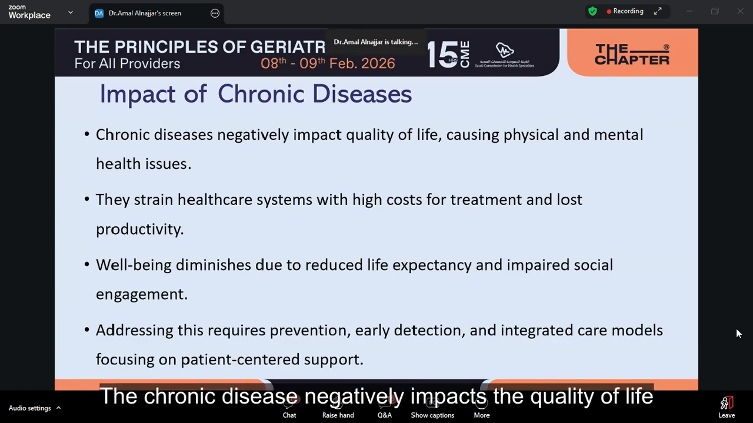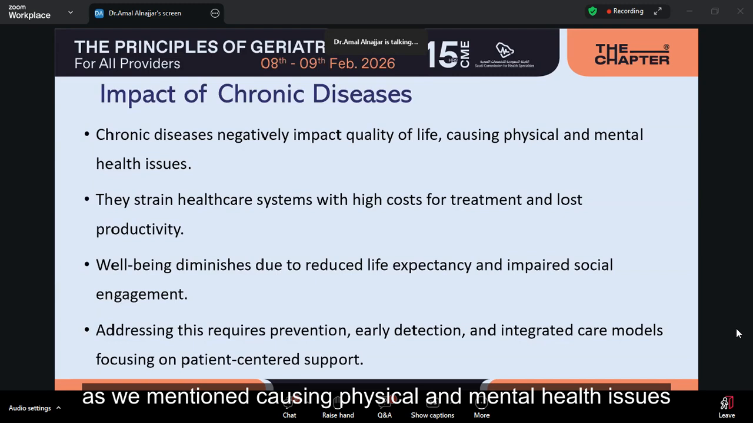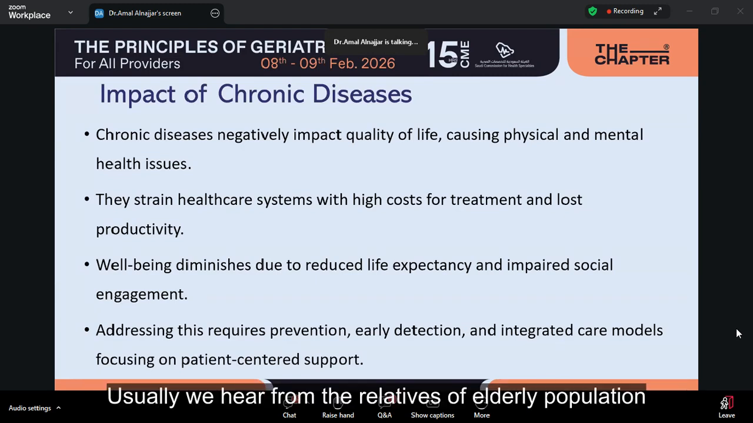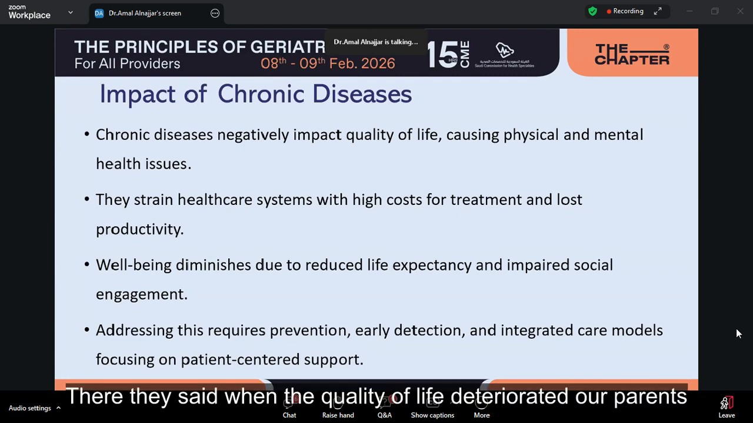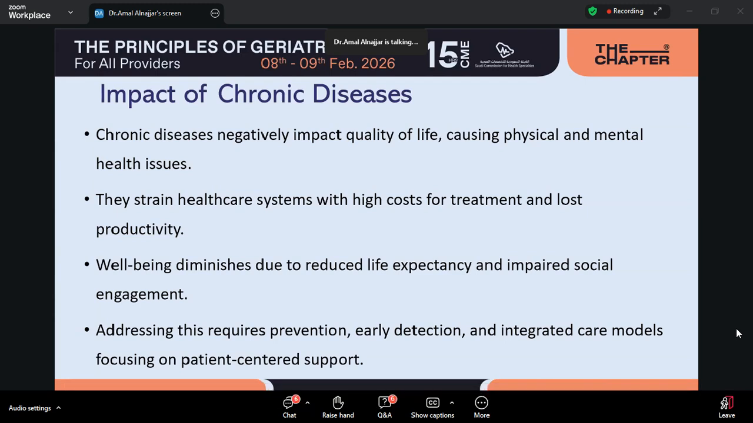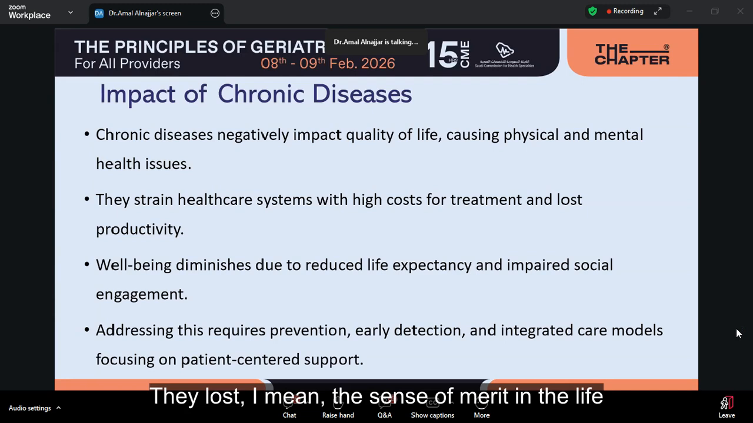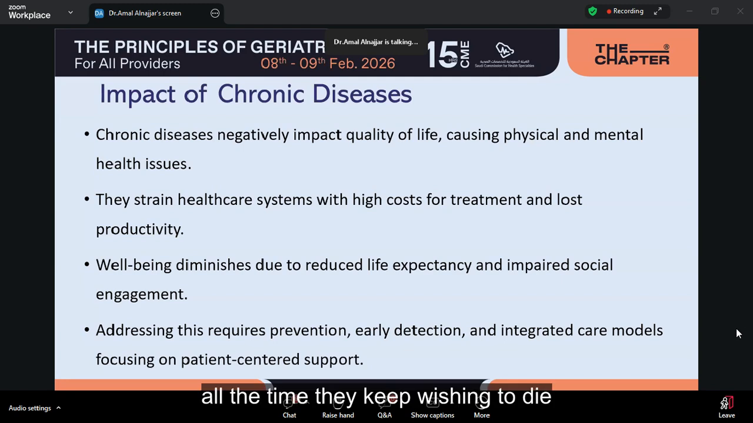Chronic disease negatively impacts quality of life, as we mentioned, causing physical and mental health issues. Usually we hear from the relatives of the elderly population that when the quality of life deteriorated, our parents became depressed. They lost the sense of merit in life. All the time they keep wishing to die.